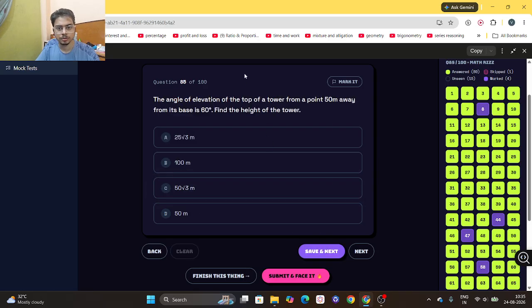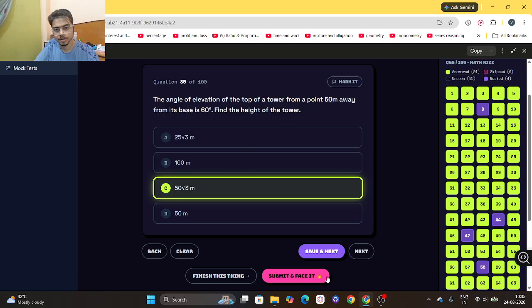The angle of elevation of the top of a tower from a point 50 meters away from its base is 60 degrees. Let the points be A, B, C, 50 meters away from its base. Angle of elevation is 60 degrees. So tan 60 degree is root 3. So root 3 is equal to AB upon 50, and AB is 50 root 3.